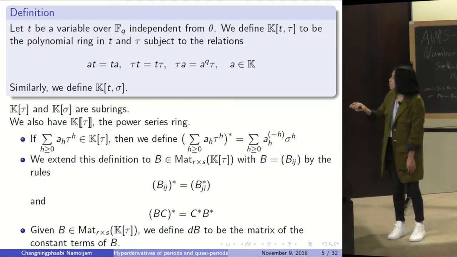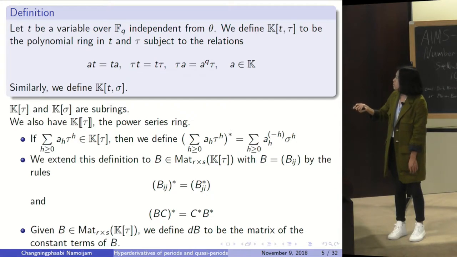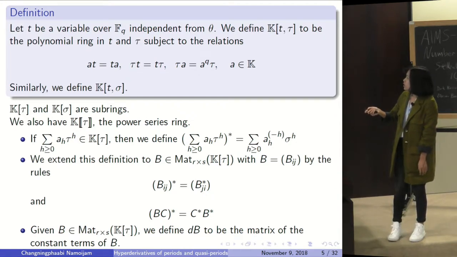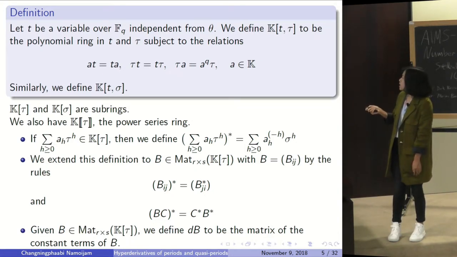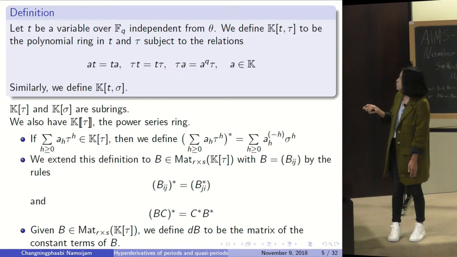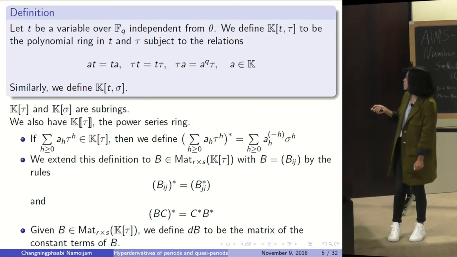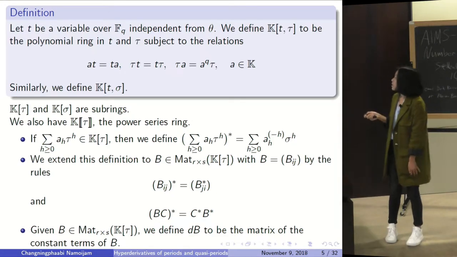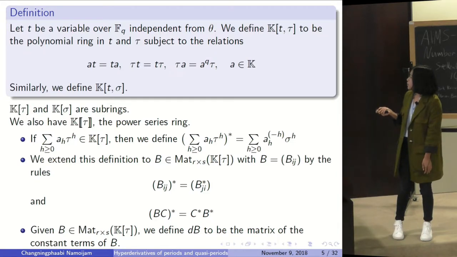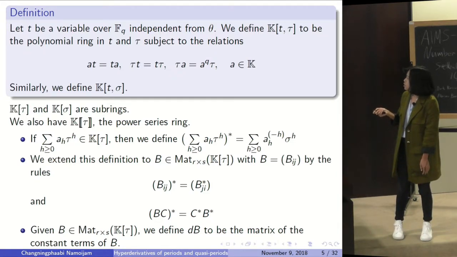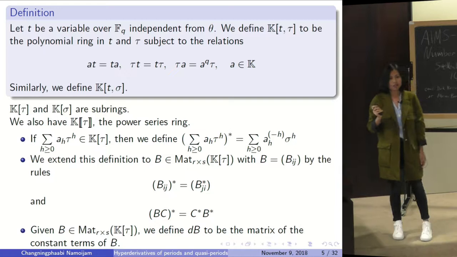Okay, so I also want to introduce this operation of star on a polynomial in K[tau], where I do inverse twisting of 2 to the power h. For every a_h, I do an h inverse twisting, and then I replace tau with sigma. Okay. So we extend this definition to matrices, which is I do the star operation on each entry, and then I take the transpose of the matrix.